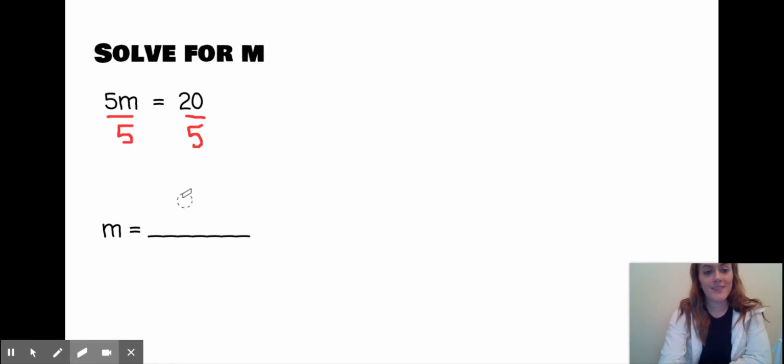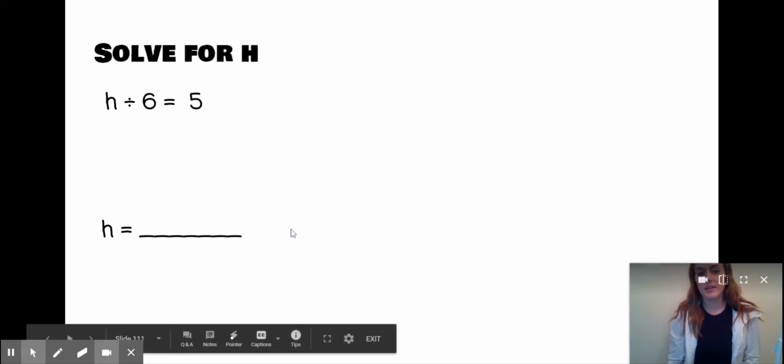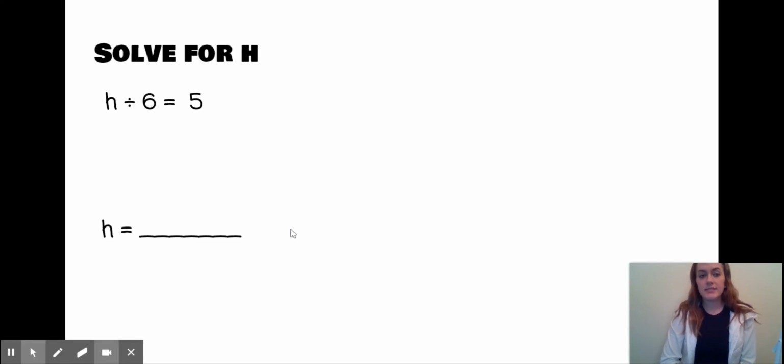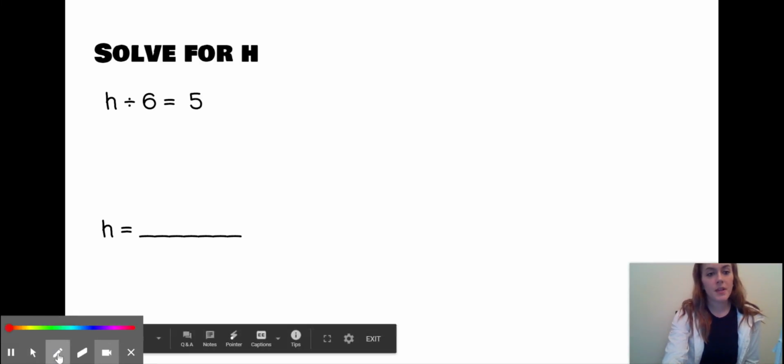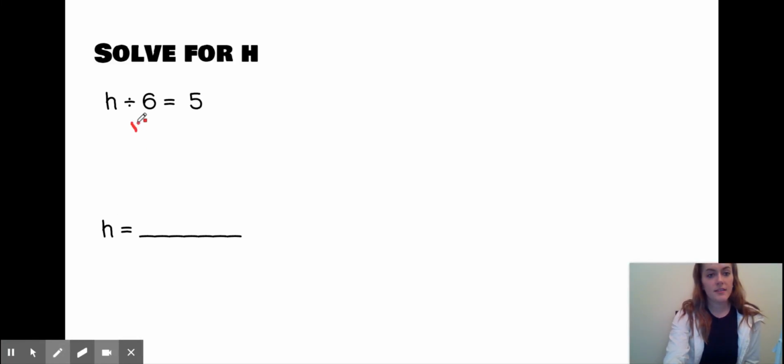All right, and I can only guess what the next one's going to be. It is going to be division. So we're solving for h. h divided by 6 gives us 5. Just like all the other ones, we are doing the opposite. What's the opposite of division? Multiplication. So we are going to multiply 6 to each side. That is our known number.